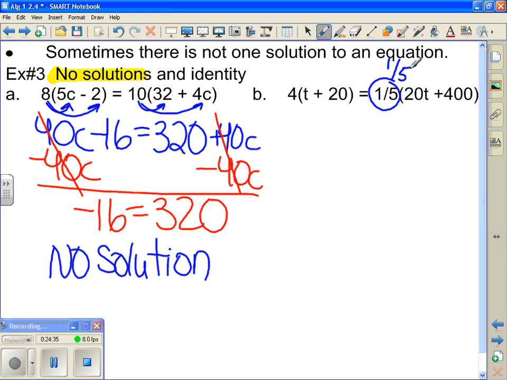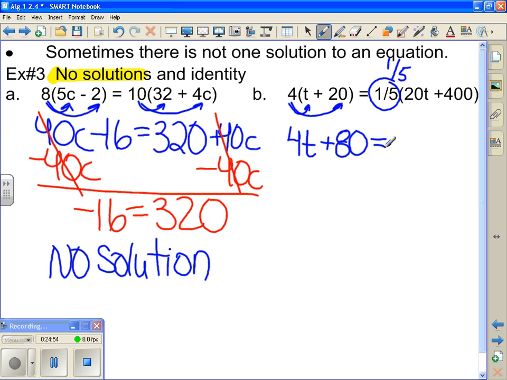So we're going to multiply the 4 times the t. 4 times t makes, very good, 4t. And 4 times 20 makes, you guessed it, 80. 4 times 20 makes 80.